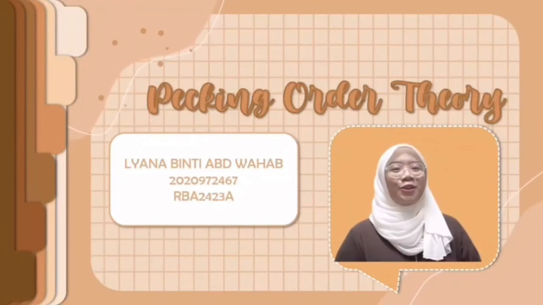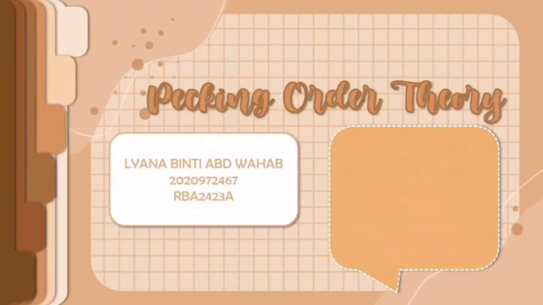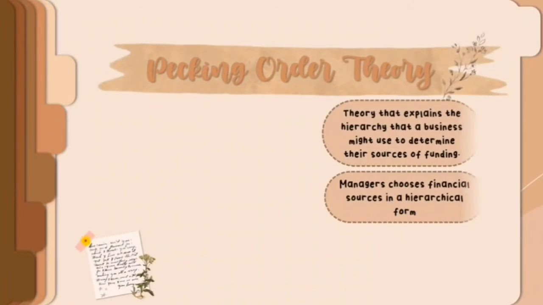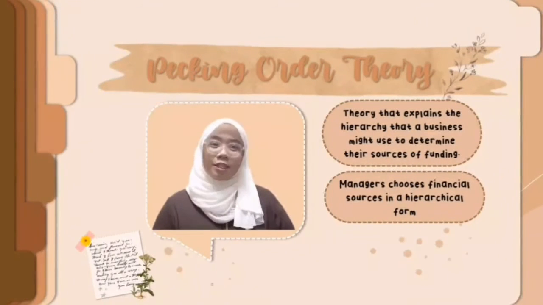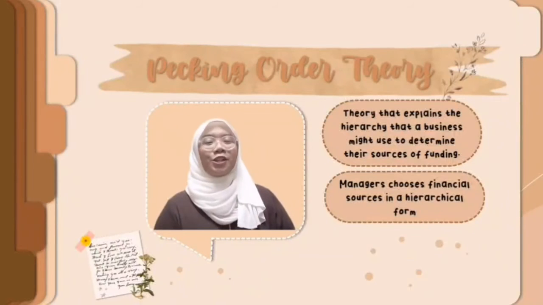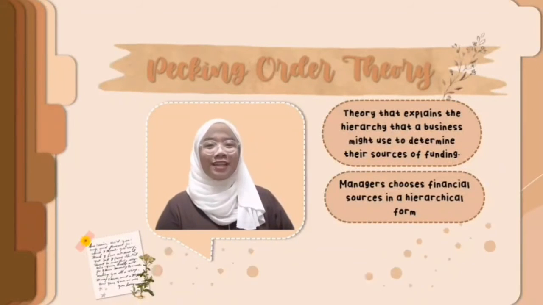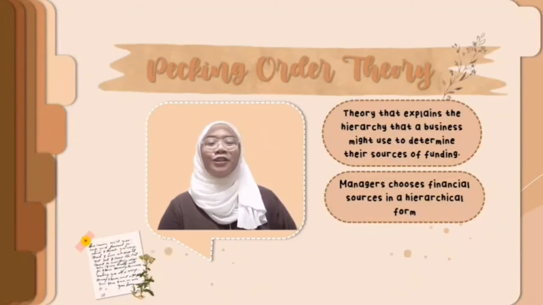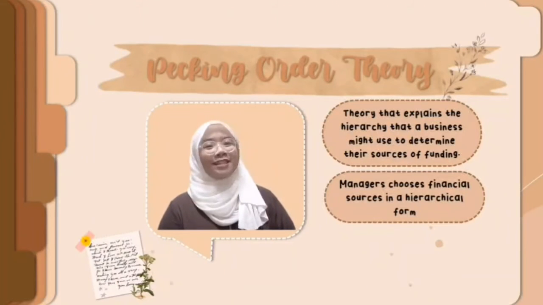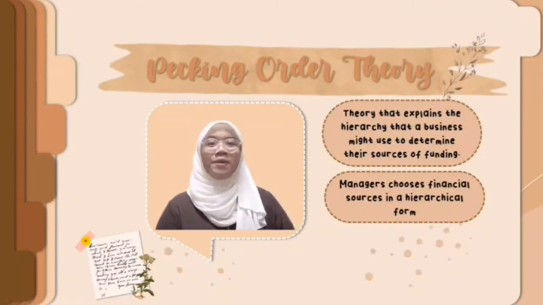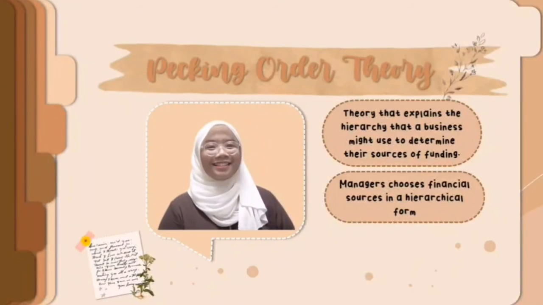Now, I will explain to you about pecking order theory. What is pecking order theory? Pecking order theory is a theory that explains the finance hierarchy that a business might use to determine its source of funding or capital. It is also a type of economic theory that is connected to capital structure. According to this theory, managers choose financial sources in a hierarchical form, which leads to the hierarchy for pecking order theory that I will explain later.